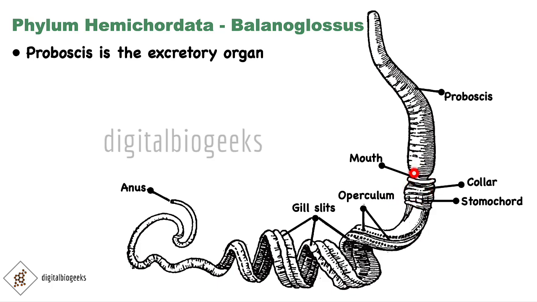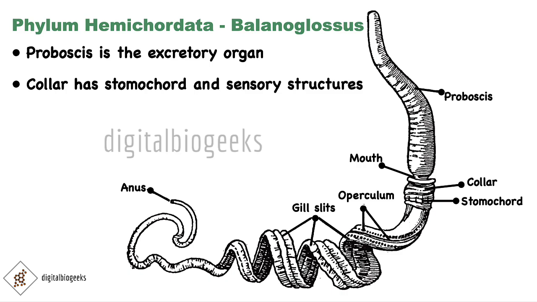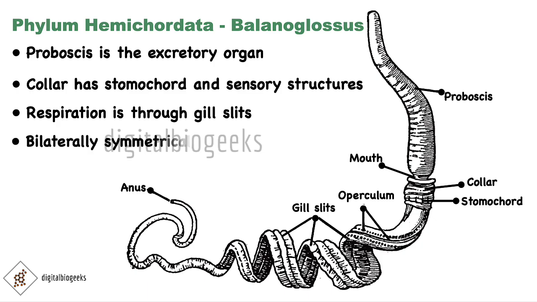Below the proboscis is the mouth. This is the mouth. And below that is a collar. They have a rudimentary structure, meaning not fully developed structure, in the collar region called the stomochord. This is the stomochord, which resembles the notochord. It provides support to the body. It has sensory structures as well. Below the collar is the long trunk, which has gill slits for respiration. Respiration is through gill slits.